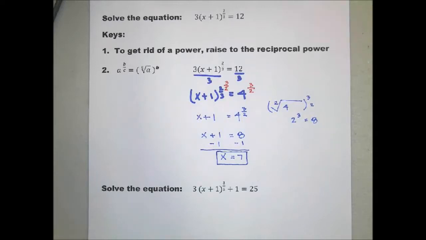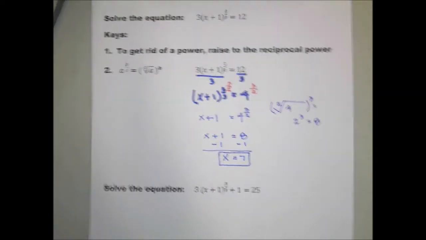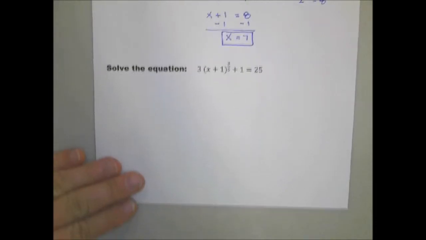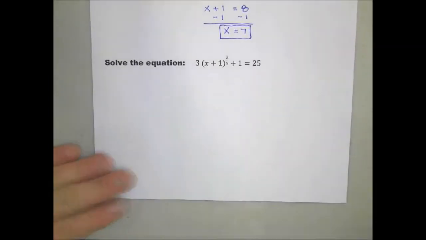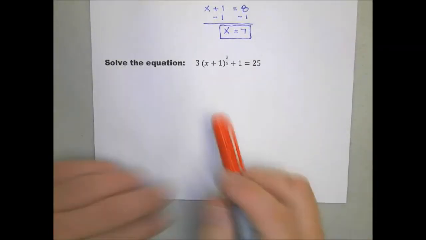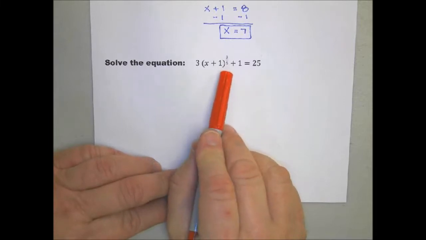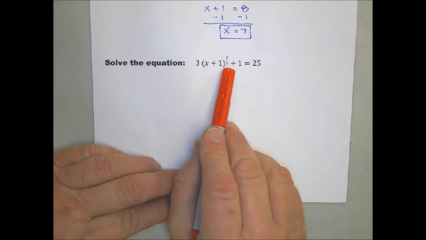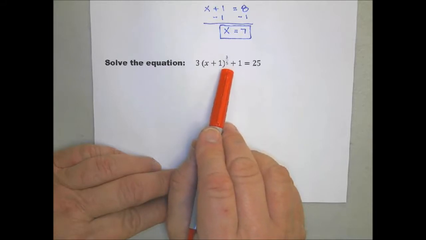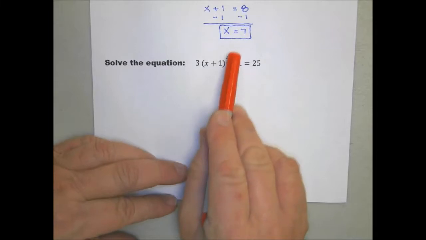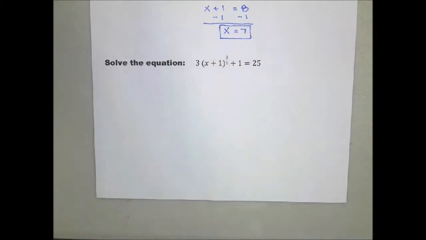Now, if you look at the next sample problem I've got, we kind of see the same thing. I see a 3/2 power in this equation. And I know at some point in time, I'm going to have to get rid of that 3/2 power by raising to the 5/3 power, raising to the reciprocal. But it's not time to do that yet.